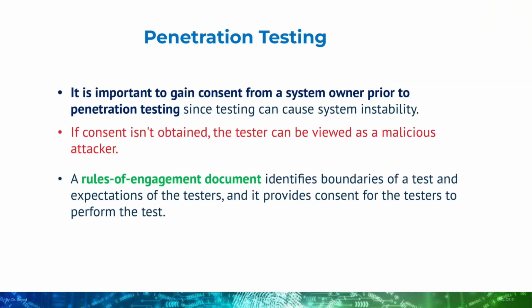This is the most critical point about pen testing. You must gain consent from the system owner beforehand. Without consent, you are legally viewed as a malicious attacker. To manage this, a rules of engagement document is mandatory. It clearly defines the boundaries of the test and provides the legal authorization for the testers to perform the simulation.